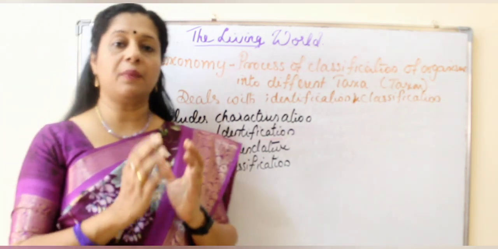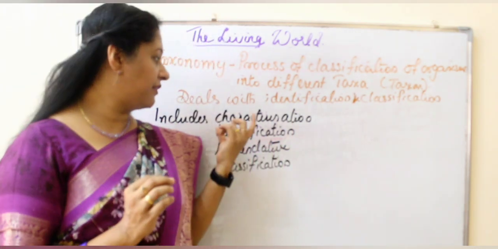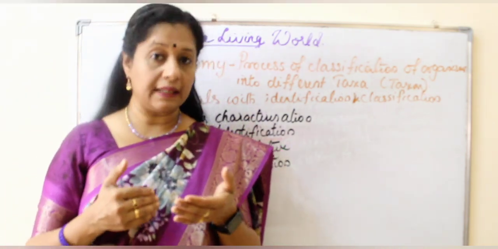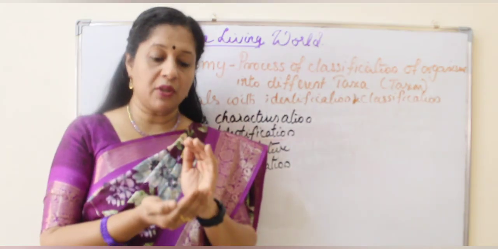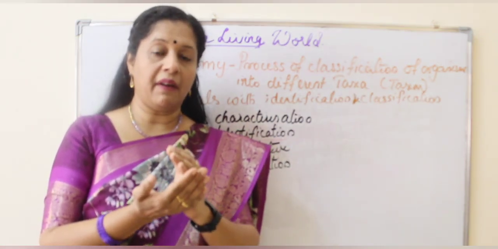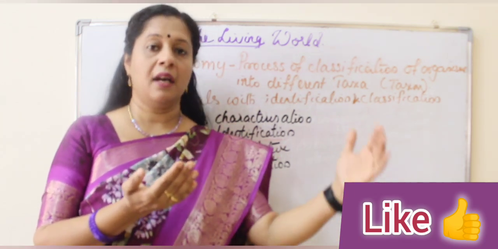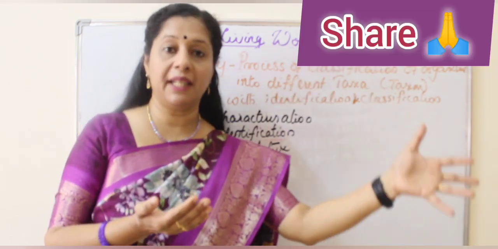Once you first find an organism, whether it is a plant or an animal, the first step we have to follow is characterization. That means we study their characteristics in detail. Then, identification. Suppose we got a new plant or animal, after characterization we find that it is identical with or similar to an already existing plant or animal. That is called identification. So we can put them in that group.